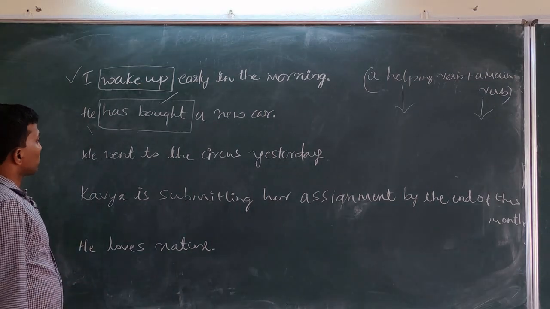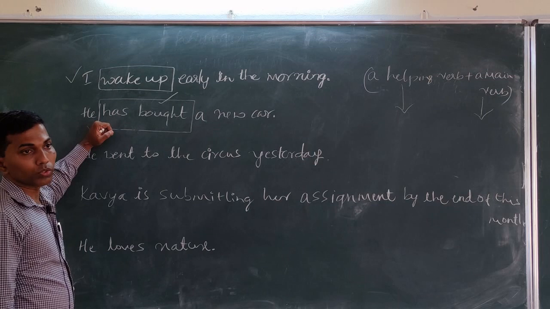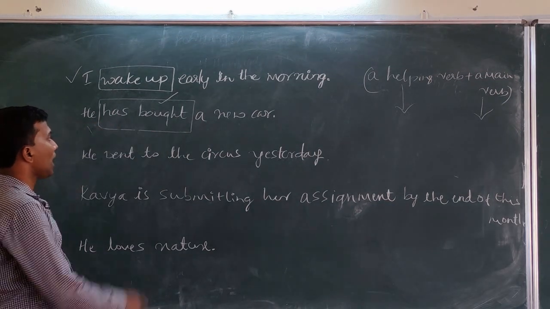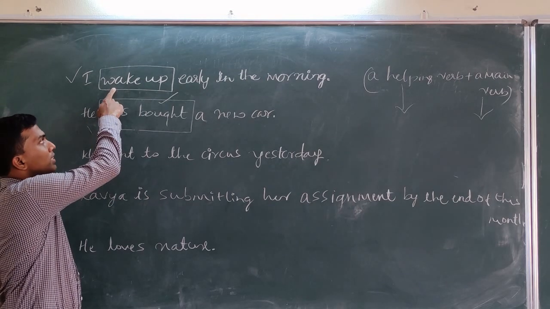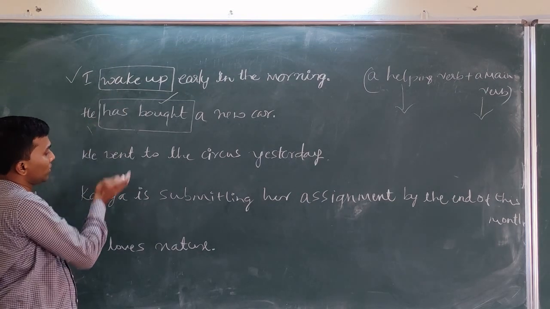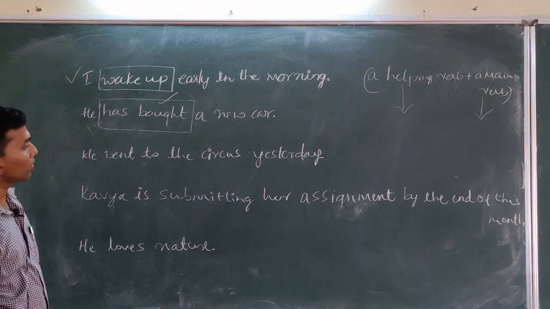Is it possible to understand? Is it possible to see, to examine? "Has bought". "Has" is a helping verb. Here it is invisible, the helping verb. We'll look at it later one more time after examining all these sentences. Okay, we'll come back to the first one.